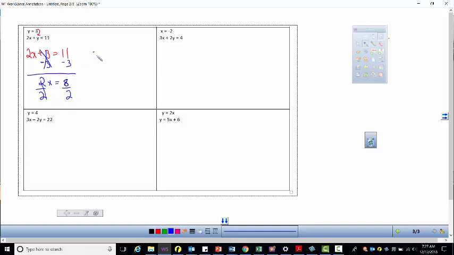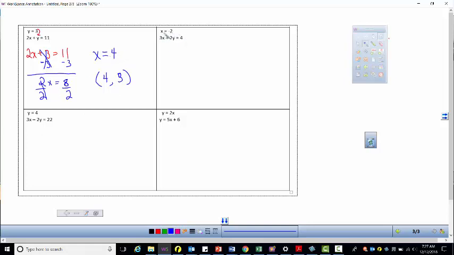And those cancel. And I have x equals 4 for my answer. So my solution would be 4 for the x, and the y is 3. Okay, let's try the one next to it right here.